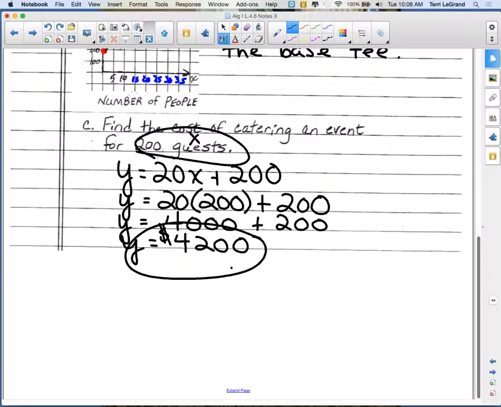Okay. Then you need to get out a sheet of loose leaf paper to show your work on for this worksheet.